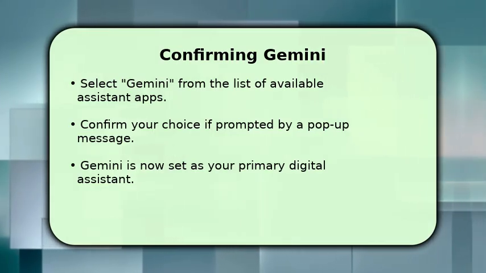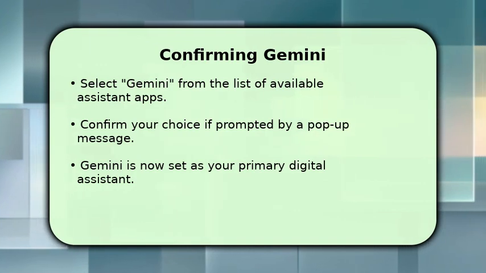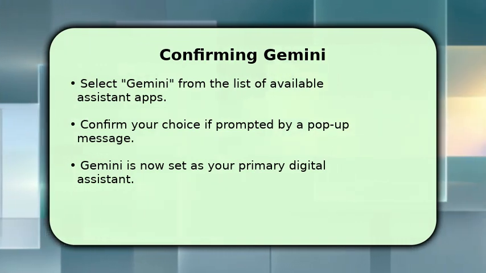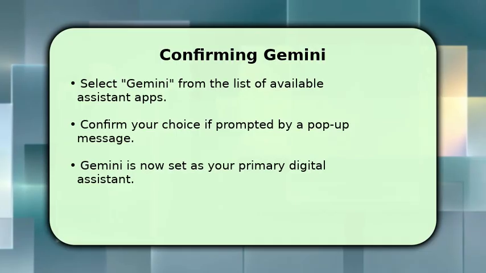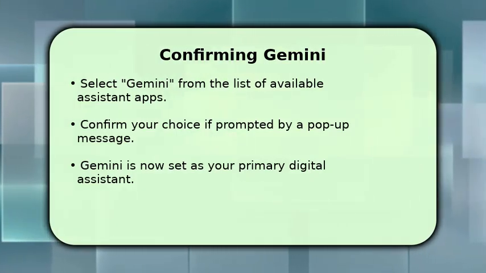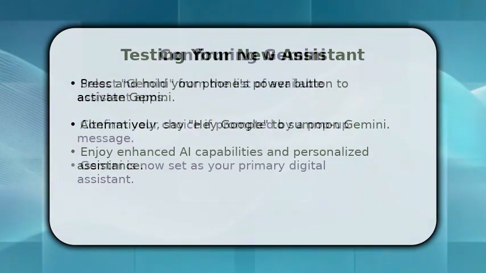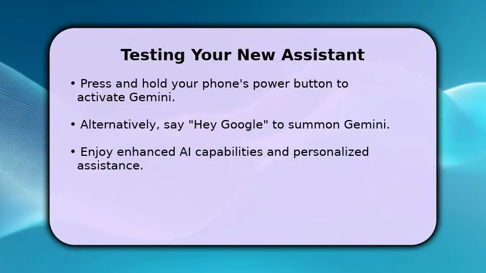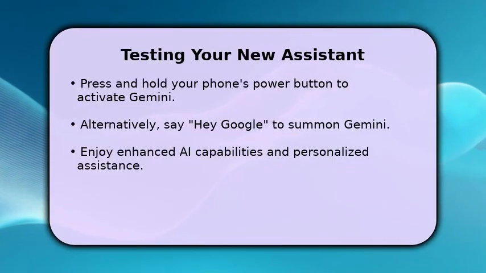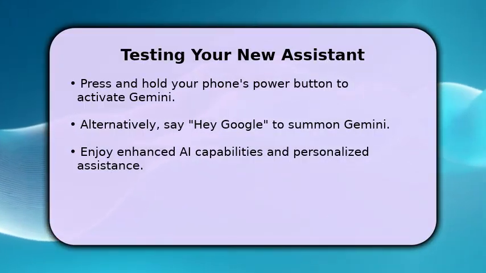Your device might ask you to confirm this change with a quick pop-up message. Just tap OK or Confirm. With that simple action, Gemini is now officially set as your default digital assistant, ready to respond to your commands and questions. To test your new setup, simply press and hold your phone's power button or say, "Hey Google." Gemini should now respond, confirming your successful change.